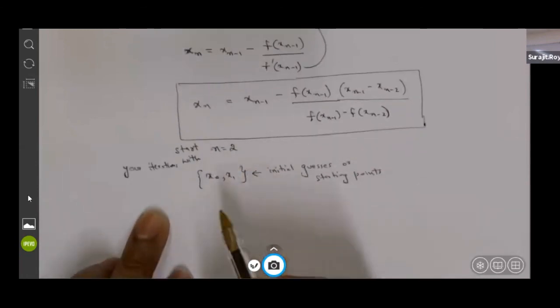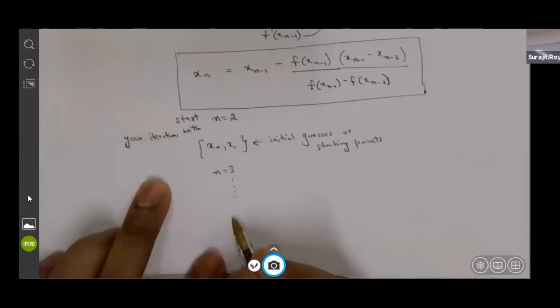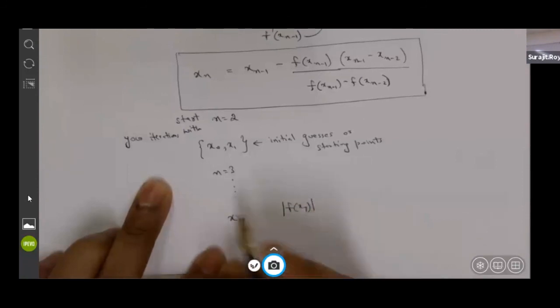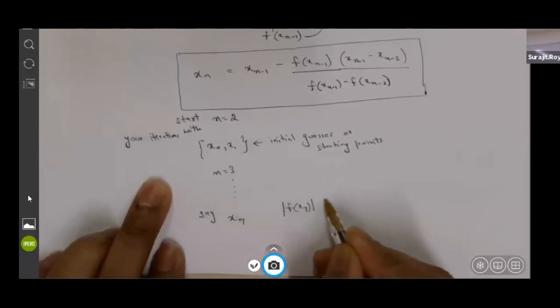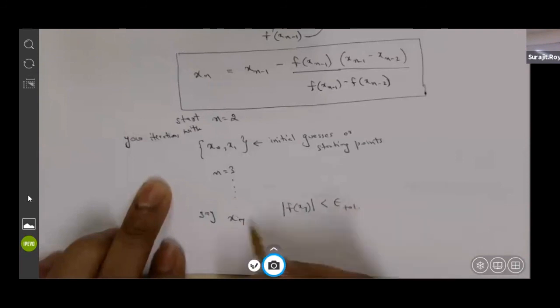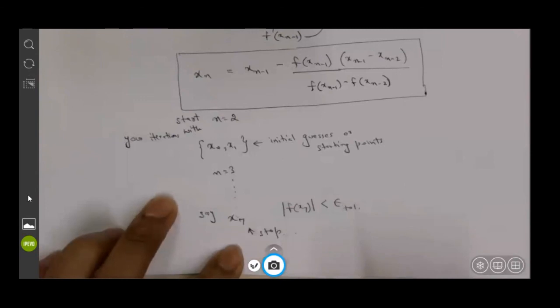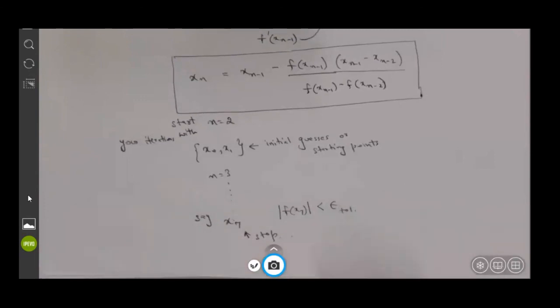So you can start with n equals 2, then n equals 3. You keep on doing that, and you will probably reach a specific number, let's say x7, where the stopping criteria is satisfied. Say the error at x7 is less than the epsilon tolerance. So you stop at this. This will be the value at which you will stop. Does it make sense? Yes, thank you.